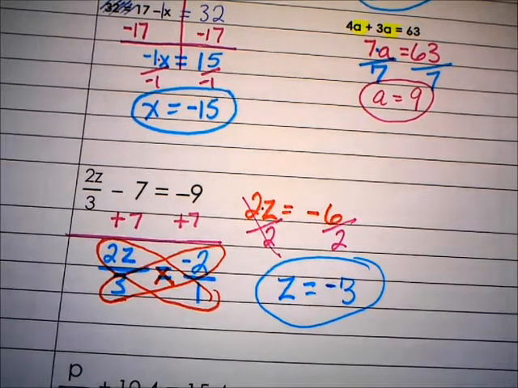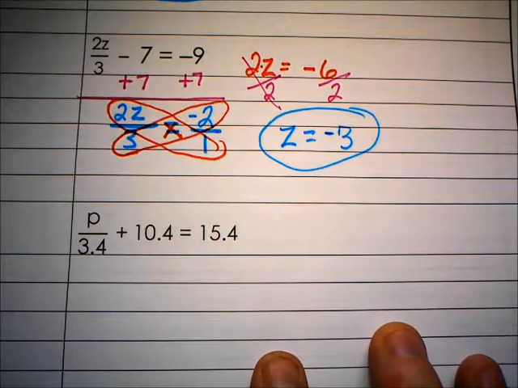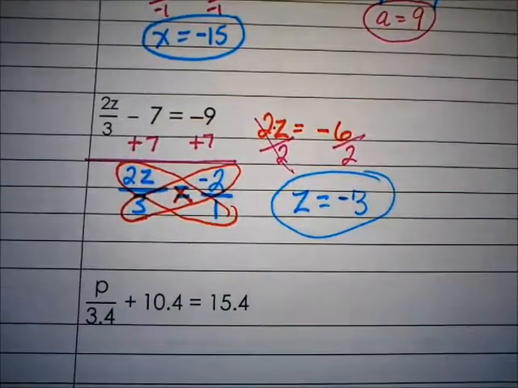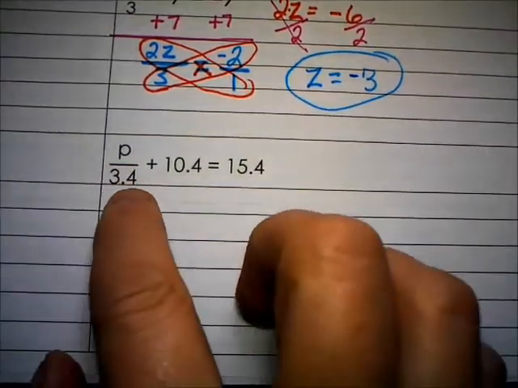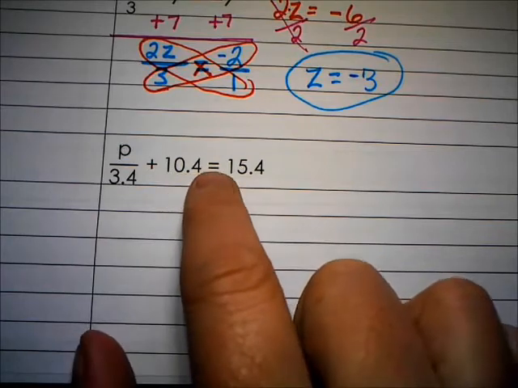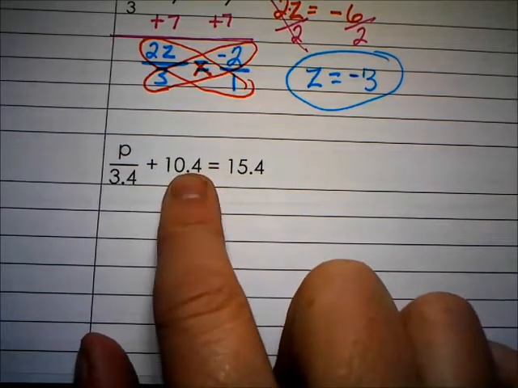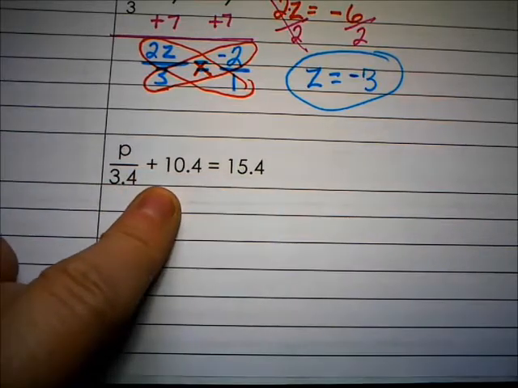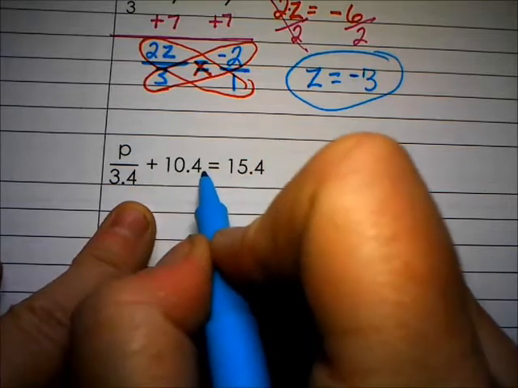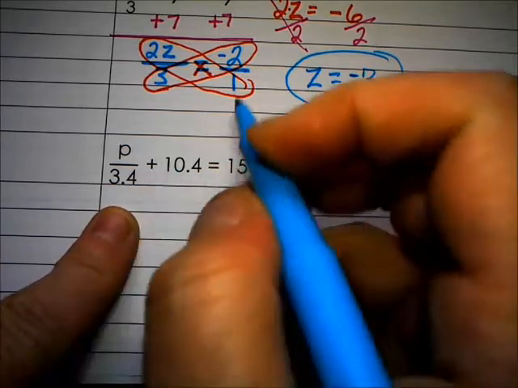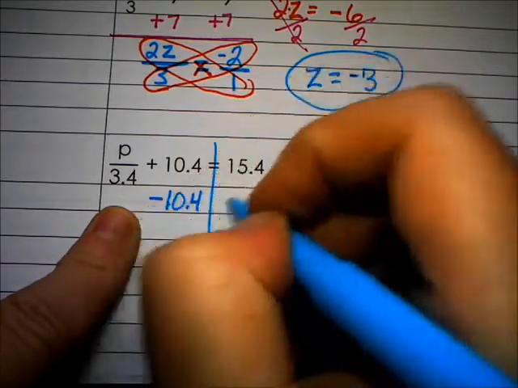Okay, if I go to my next example, it has decimals. On this problem, I have p divided by 3.4 plus 10.4 is equal to 15.4. So I got decimals all over the place. But I'm still going to be dealing with adding, subtracting first. That's my first target. If I look at this, it says adding 10.4. The opposite or the inverse of adding is to subtract 10.4.